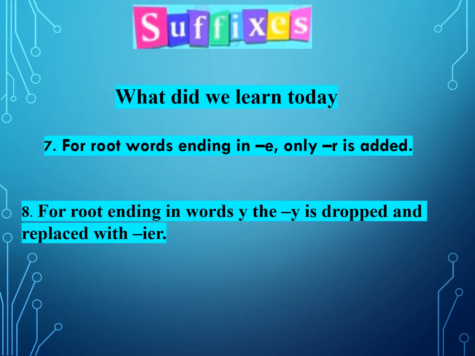For root words ending in e, only r is added. For root words ending in y, the y is dropped and replaced with ier.